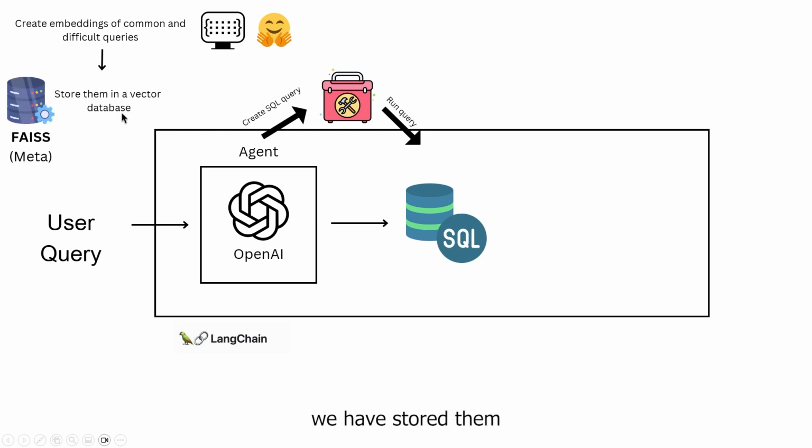Next, we have stored them in a vector database, and this database is FAISS, a database by Meta. So we create all of these vector embeddings and we store them in a database. Now you must be wondering that if it goes through each and every set of user query and set of SQL query iteratively through the whole database and tries to find a common one that it can refer to, that will take way too long. It will actually be a performance drop if you think of it that way.